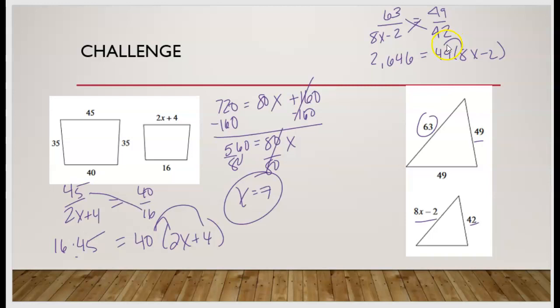49 times 8 is 392x. And 49 times 2 is 98. Okay, we're going to add 98 to both sides. 2646 plus 98. And then divide by 392. And I got 7. That's insane. They're both 7. I did not plan that.